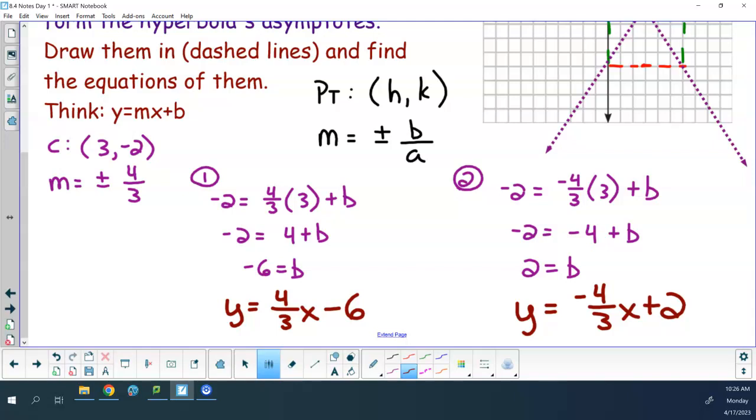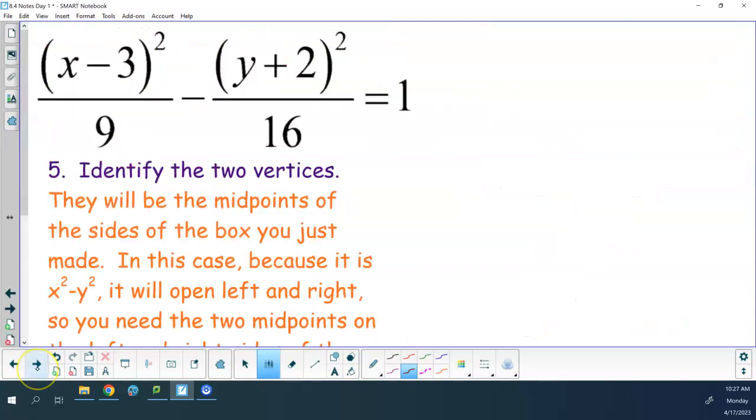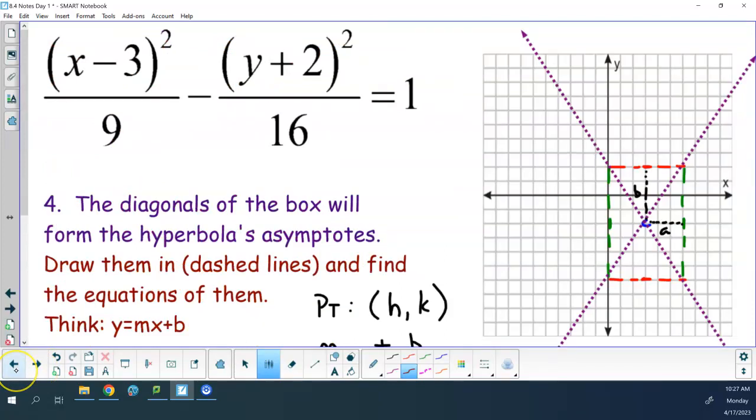So step 1, we figured out which way it's going to open. Step 2, we figured out where the center was. Step 3, we built the box. Step 4, we found the asymptotes. We went along the diagonals of the box and found the equations of those.